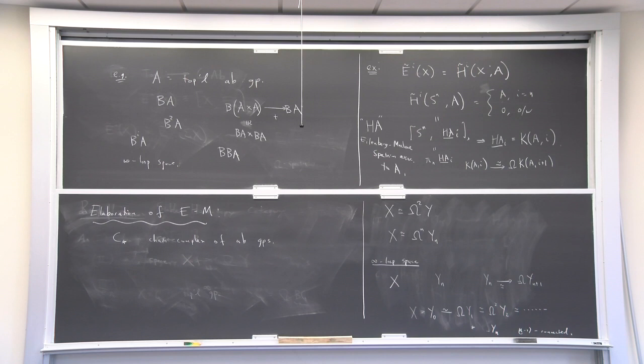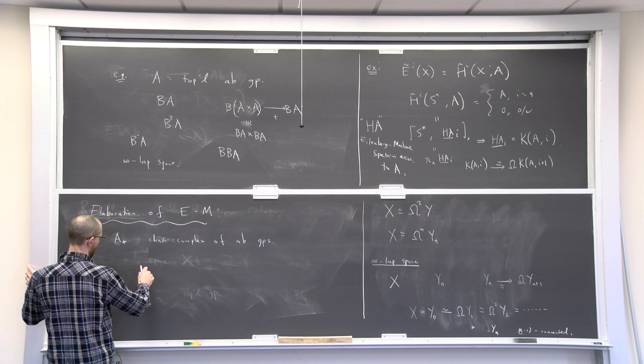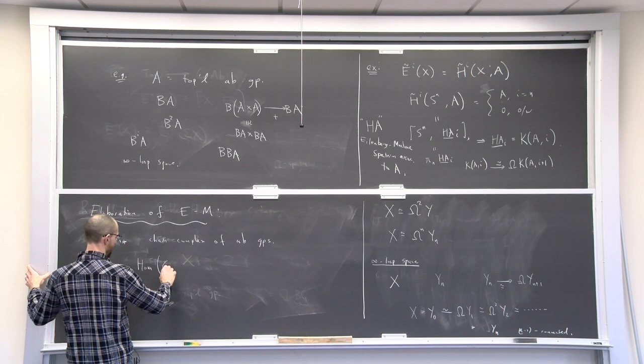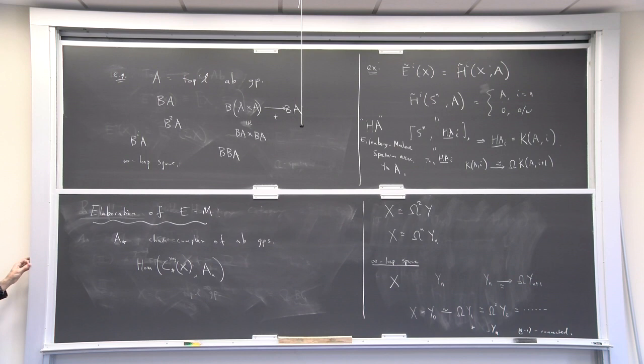Maybe not. Let me call it A star. Okay. So a chain, the differential goes down. It's a chain complex. Then what I can do is I can consider the following thing: the Hom from, say, the singular chains on X into A star. And this is a Z-graded chain complex.